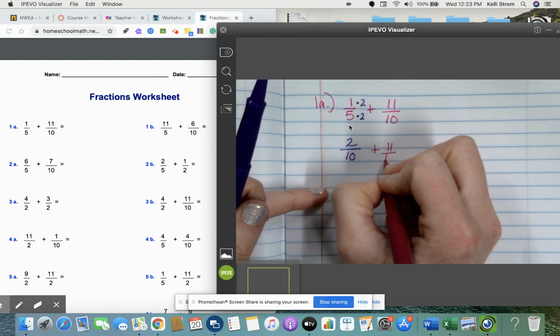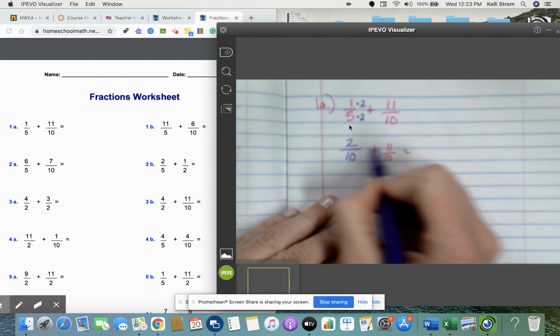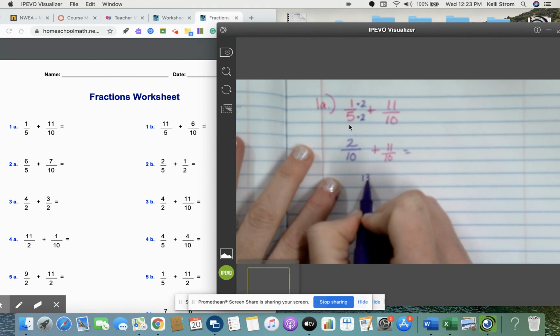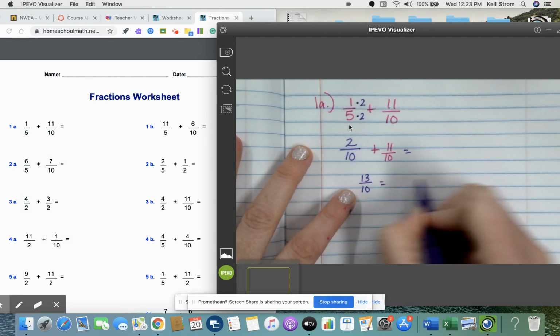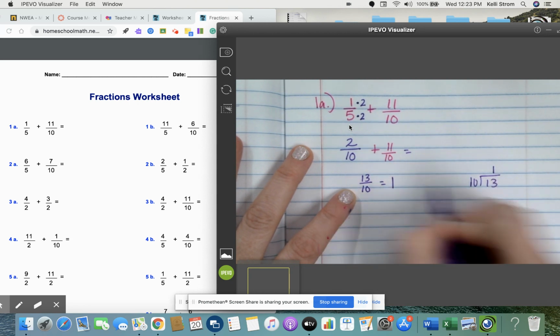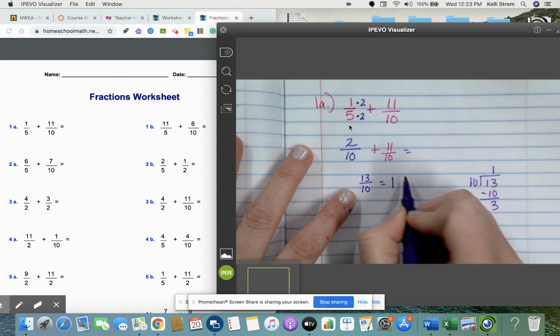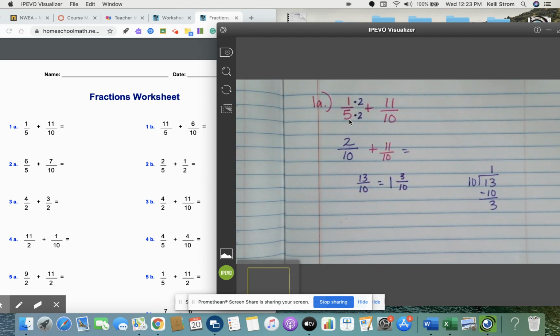plus 11/10. So that's still kind of like what we've been doing, right? And then that gets us 2 plus 11 is 13/10. Well, when I have 13/10, 10 goes into 13 one time with 3 left over, right? Can y'all see that okay?